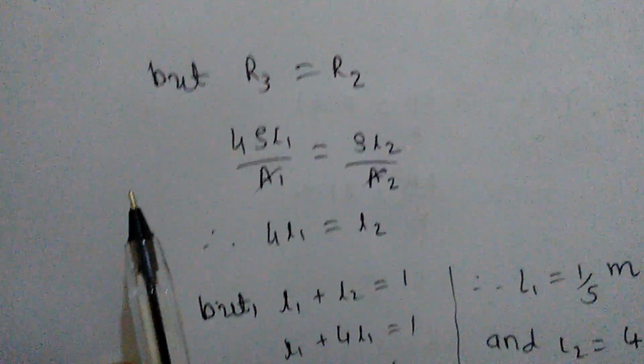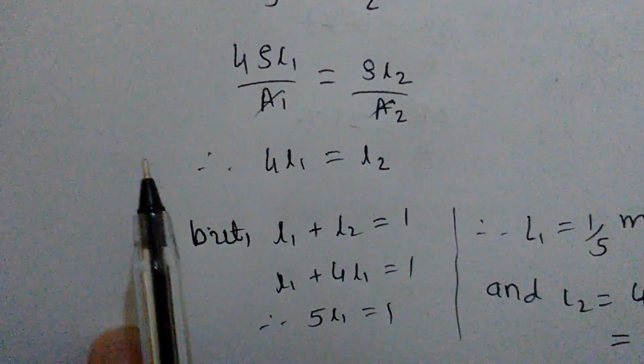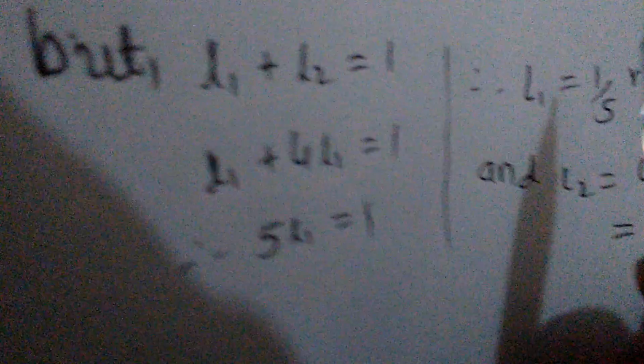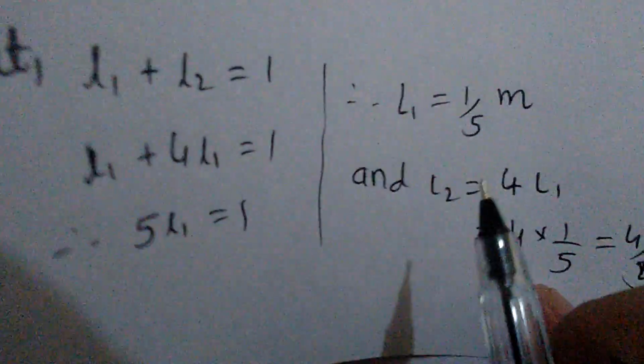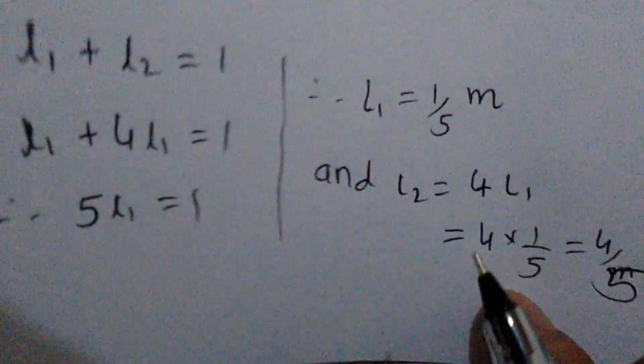The common terms are going to be cancelled out. So 4L1 is equal to L2, but we know L1 plus L2 is equal to 1. So we can say L1 plus 4L1 is equal to 1, and 5L1 is equal to 1. So L1 is equal to 1 by 5 meter, and we know L2 is equal to 4 times L1. That's why 4 into 1 by 5 is equal to 4 by 5 meter only.